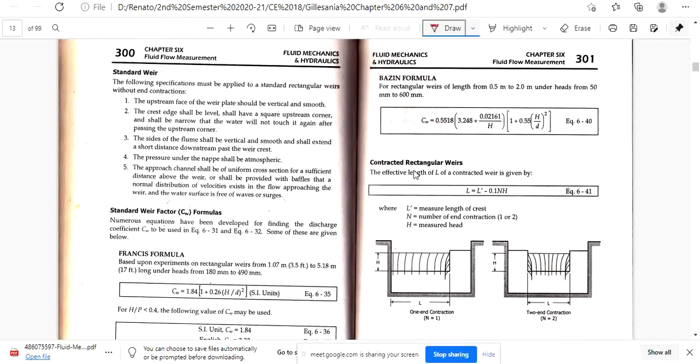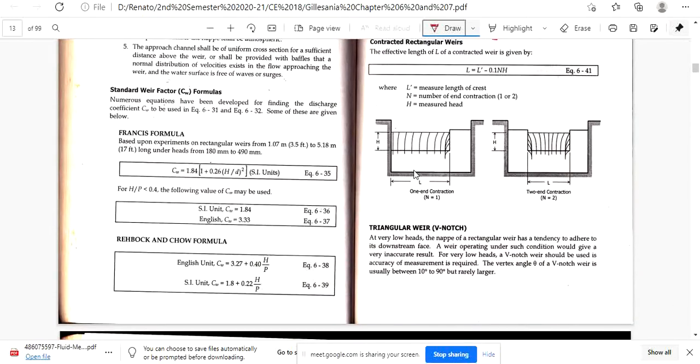So that is 0.5518 times the quantity of 3.248 plus 0.02161 over h. And also this is for SI. Ang English nasa usa ka libro. SI ra na siya. Katong kang SCOM nga hydraulics nga libro katong gihatag last meeting na nga tong English nga formula.